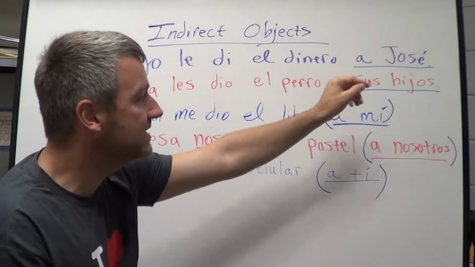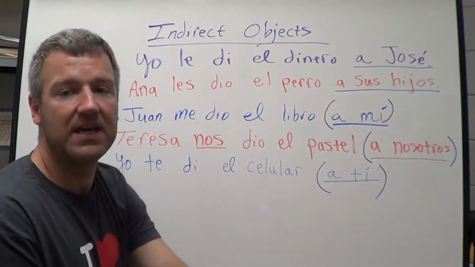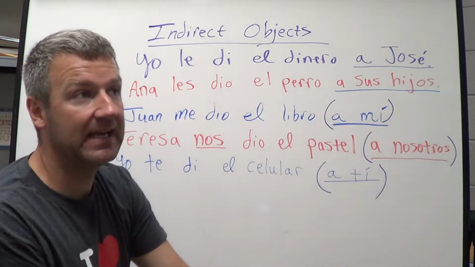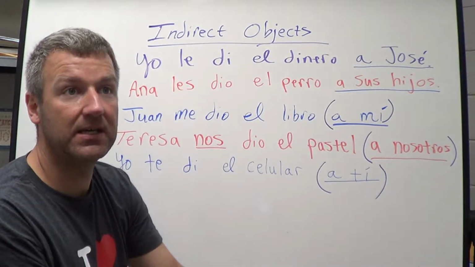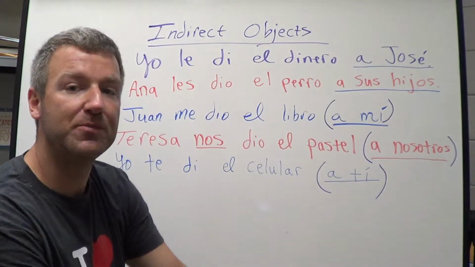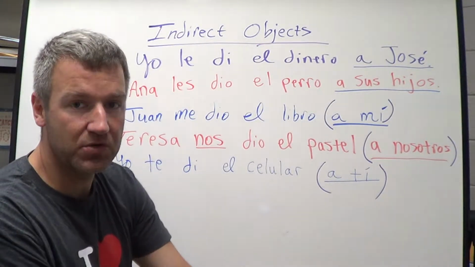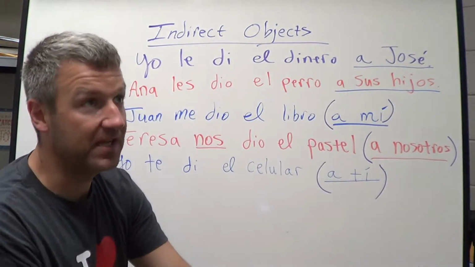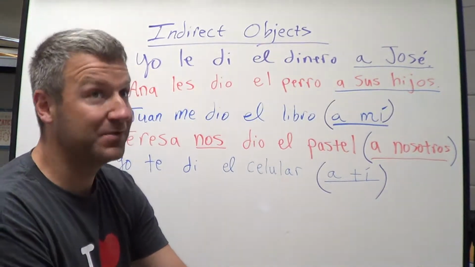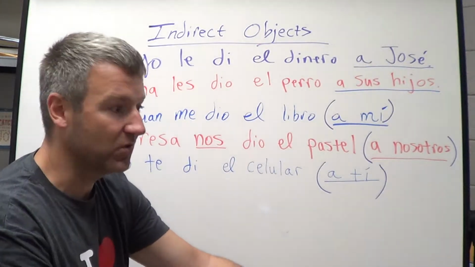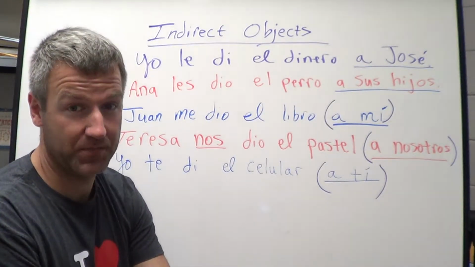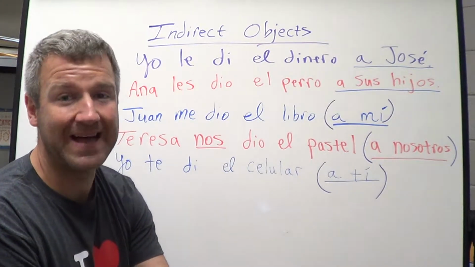So the a Jose and the a sus hijos is simply written for clarification, and it helps the listener to know exactly who's being referred to. So as long as that's understood in context, you really don't have to keep repeating a Jose, a Jose, a Jose, or a sus hijos, a sus hijos, a sus hijos. As long as context makes it clear who you're referring to. Okay? So keep that in mind.